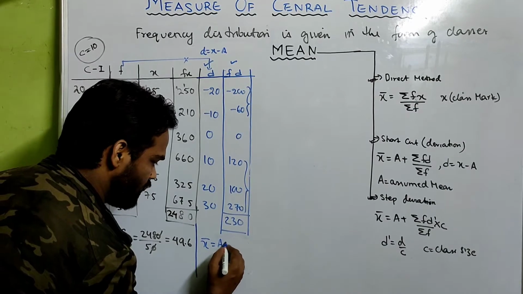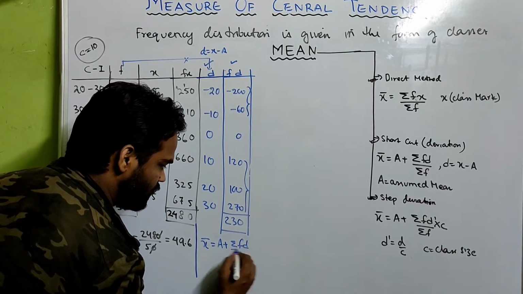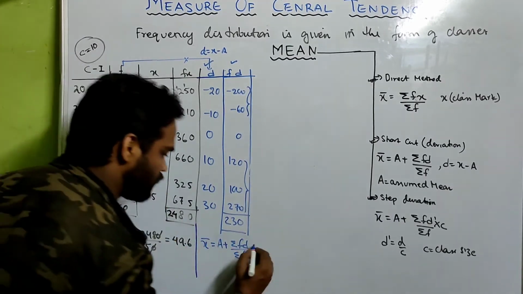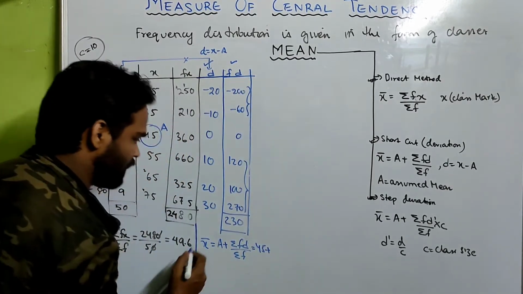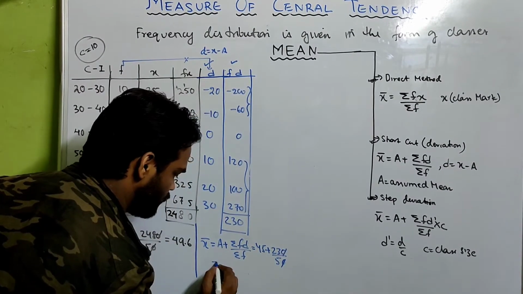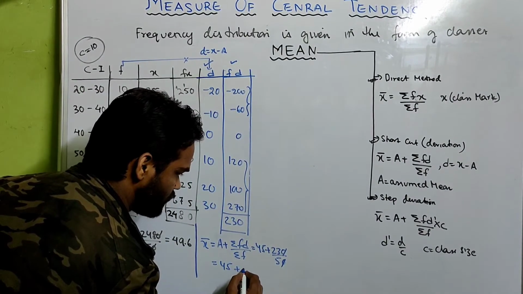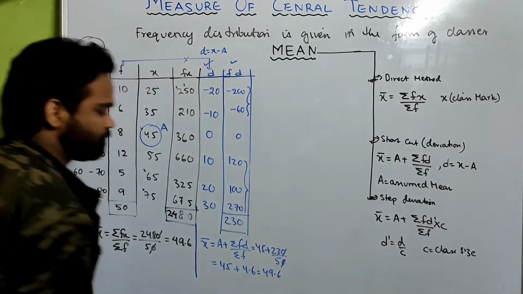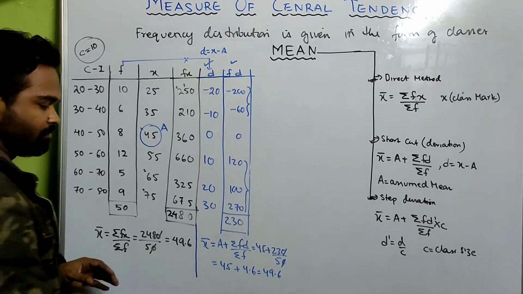So mean is what? I'll just write the formula, A plus sigma FD by sigma F. A is how much? A is 45 plus sigma FD is 230 by 50, that's 0, 0 gone away. So 45 plus this is 4.6, that's 49.6. That is the answer that comes in.